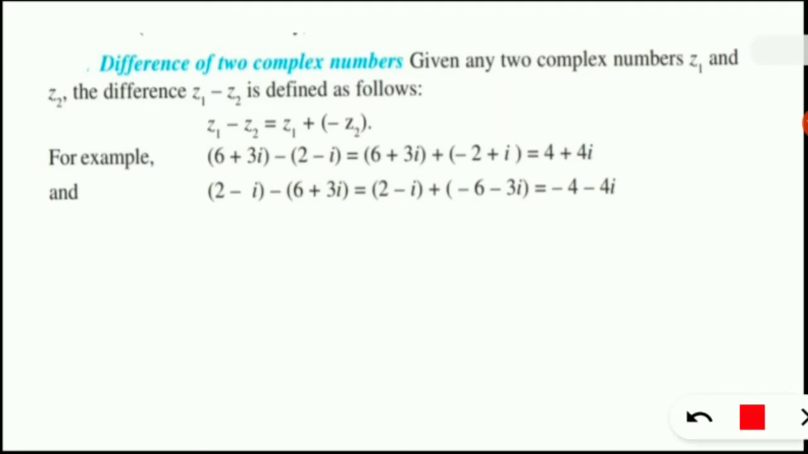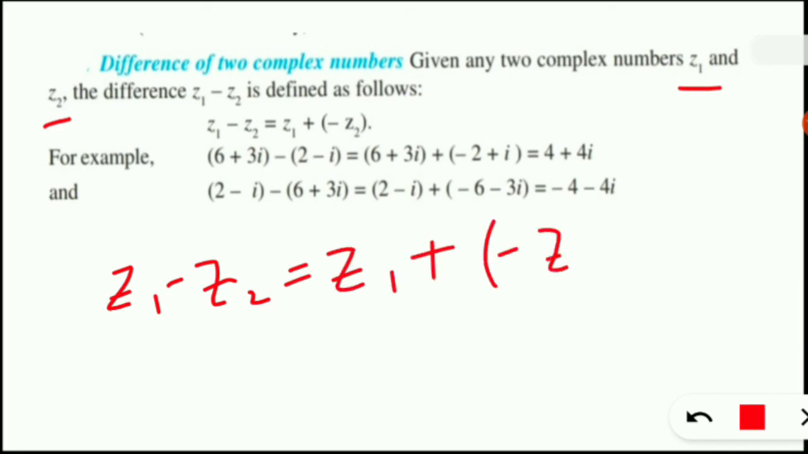Now difference of two complex numbers. Given any two complex numbers z1 and z2, the difference z1 minus z2 is defined as follows. That means if z1 and z2 are two complex numbers, then the difference of z1 and z2 denoted by z1 minus z2 is defined by z1 minus z2 equal to z1 plus of minus z2. Clear? That means z1 minus z2 equal to z1 plus of minus z2.